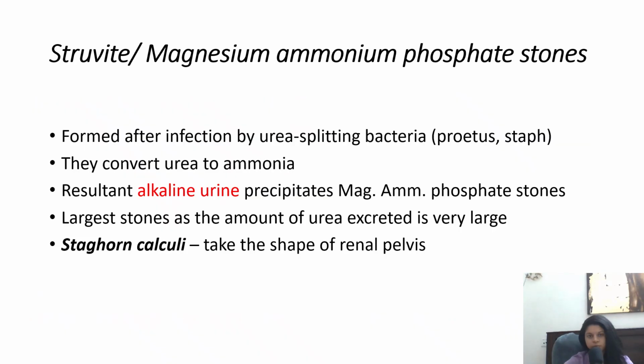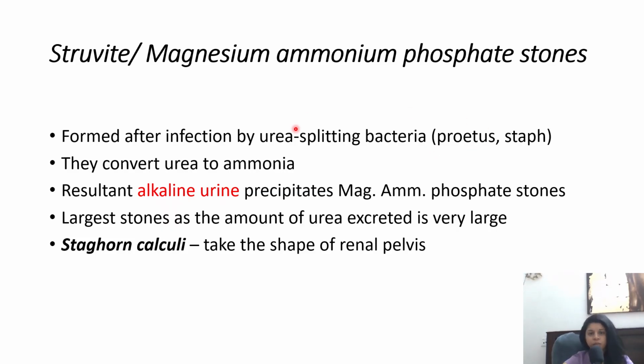Then the second stone is the struvite or magnesium ammonium phosphate stone. The very important thing to know is that this stone is formed in alkaline urine. Okay, in calcium oxalate, the stone is formed in acidic urine. So how is the magnesium ammonium phosphate or struvite stone formed? The patient has a urinary tract infection, and that urinary tract infection is due to urea splitting bacteria, that is Proteus and Staphylococcus.